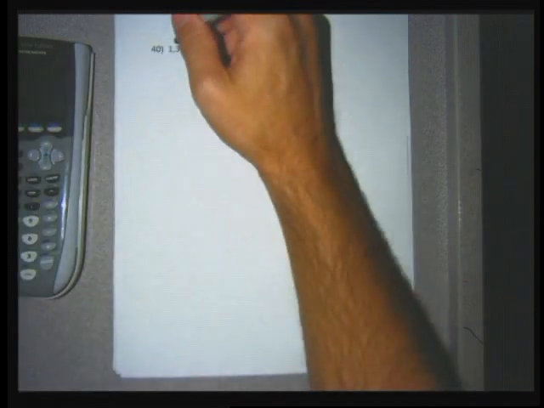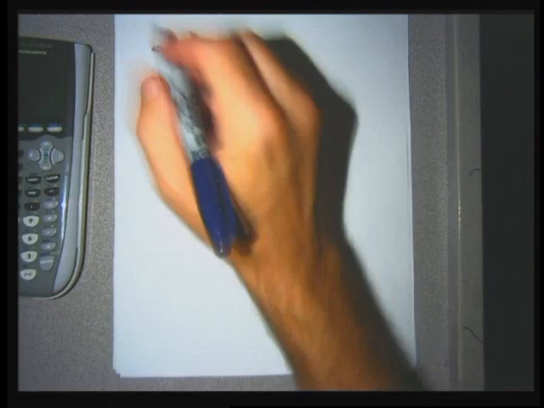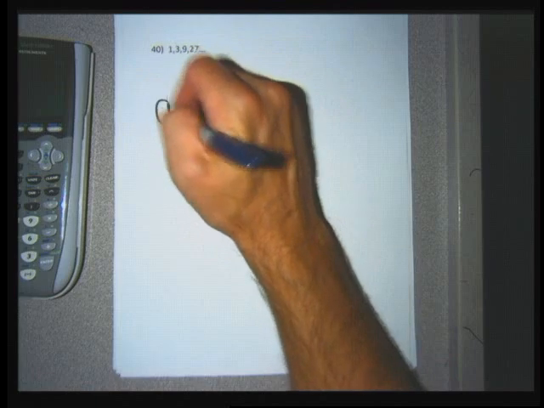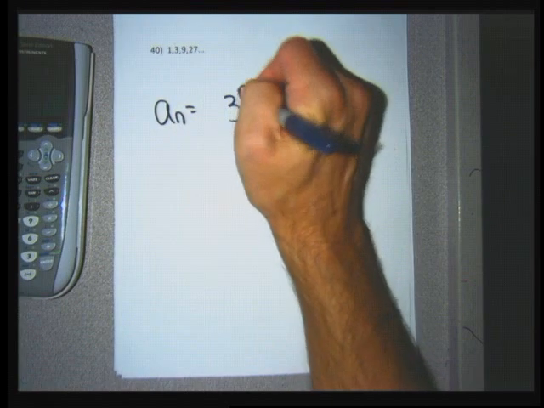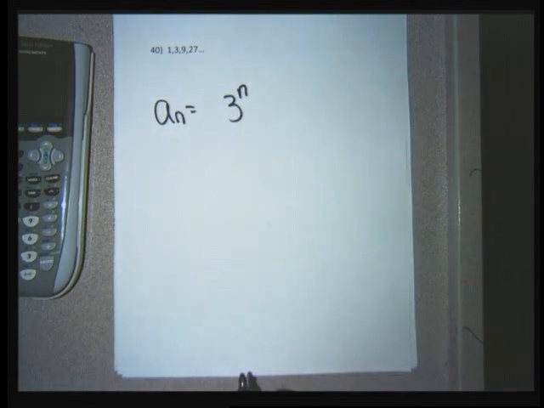40 is also another multiply by 3. So I tried not to get too creative here. I didn't want to force you too much at the end of the semester here. So to get from 1 to 3, I multiply by 3. To get from 3 to 9, I multiply by 3. To get from 9 to 27, I multiply by 3. So I know that my answer has to have a 3 to the n. But 3 to the n won't generate 1 as my first term.